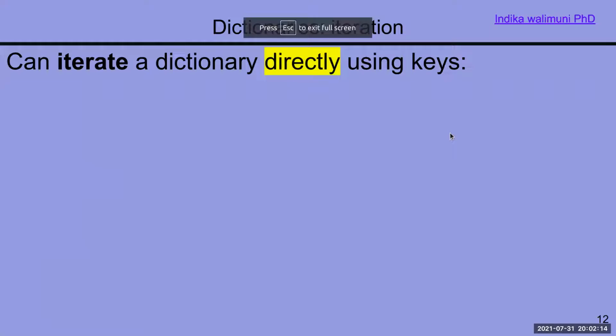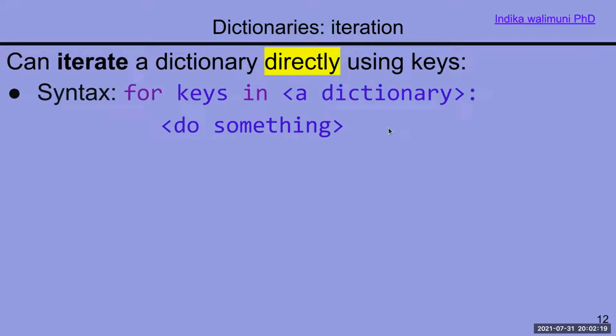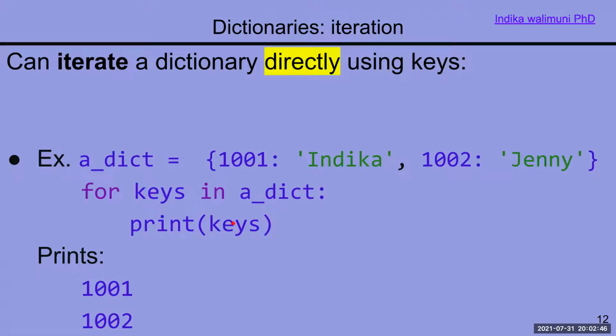All right. So how do we iterate a dictionary? You can use the keys to iterate. The simple rule is you can use a for loop, for keys in a dictionary. So keys act like a sort of index in a dictionary. We can do whatever we want inside the for loop. Here's a simple example: I'm printing out all the keys, for keys in dictionary, print out the keys.